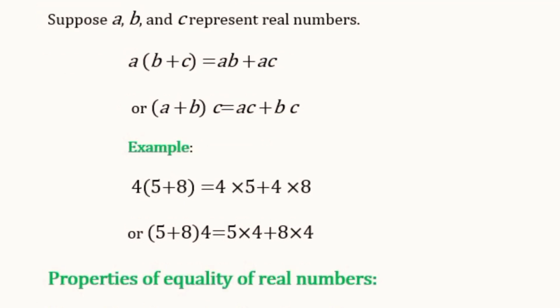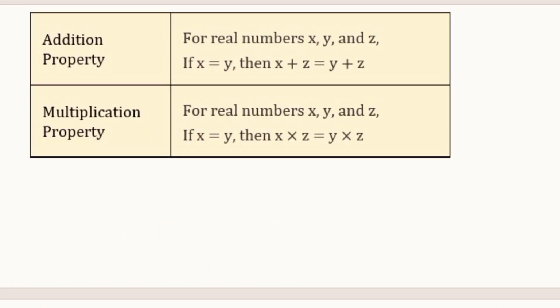Next, in set of real numbers, there are equality properties. Look at this table. First property is addition property. If we have three real numbers x, y and z, if x equal to y, then x plus z equal to y plus z. If two real numbers are equal, if we add same real number on both sides, then the answer will also be equal. This property is addition property of equality of real numbers.